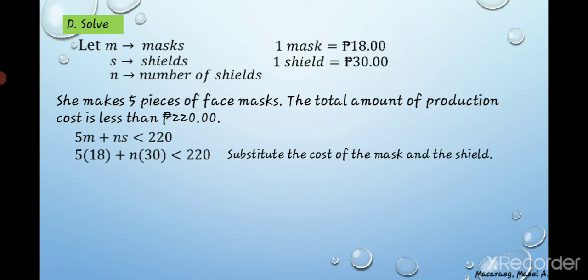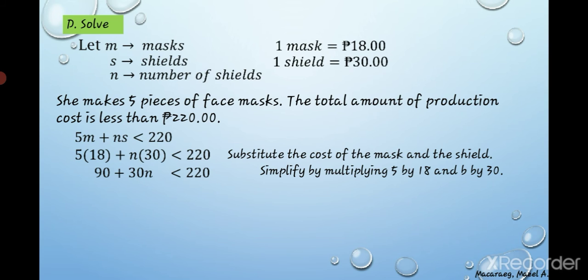Let us continue. So by simplifying, we have now 90 plus 30n is less than 220. 18 times 5 is 90. n times 30 is 30n. So we just simplify by multiplying 5 by 18 and n by 30.